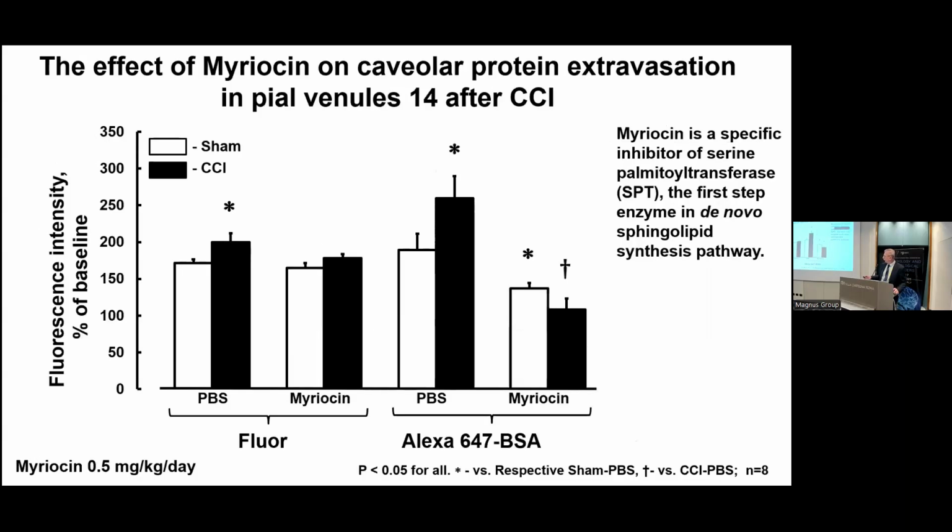And again, myriocin was used to target the formation of caveoli. And we saw that it mainly affects transcellular transcytosis, and has no effect on movement of low molecular weight protein, which is a marker for paracellular transcytosis.